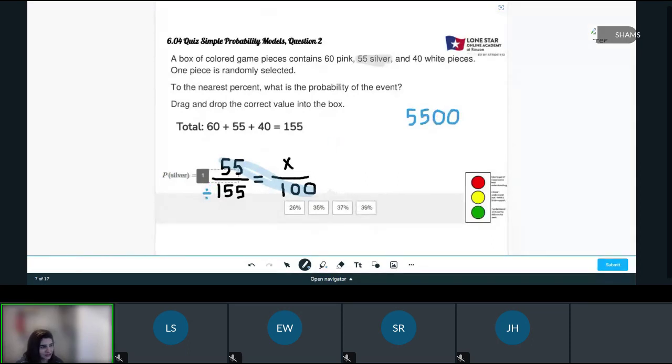Lily, yes, I agree with you. That's what I got when I divide by 155. Everybody, see, what do you guys get? When I divided, I got 35.4. Okay, 35.4. Look, the number after the decimal is a number less than 5. This 4 is less than 5, so we don't bump 35 up. We keep 35. We keep 35%.